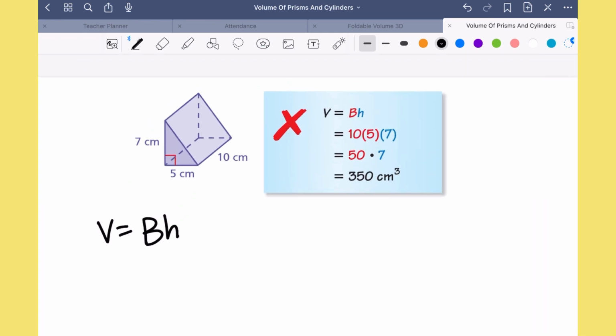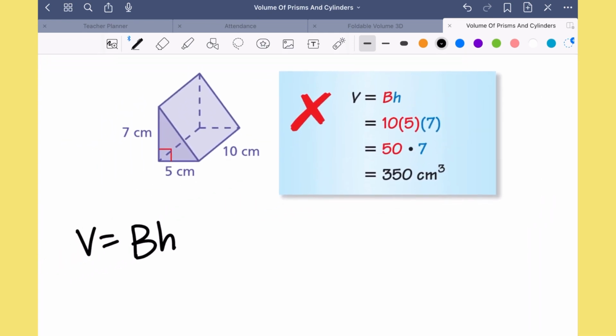So this one is wrong. What they did here was not correct. Okay, and then go ahead and see if you could find the actual volume for this prism. All right, go. Okay, let's see if you got the problem correct.